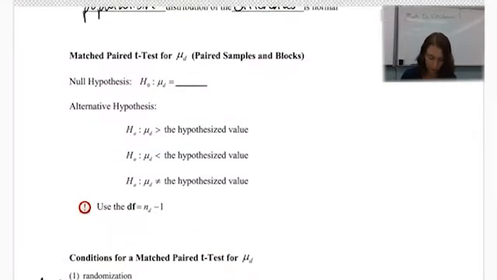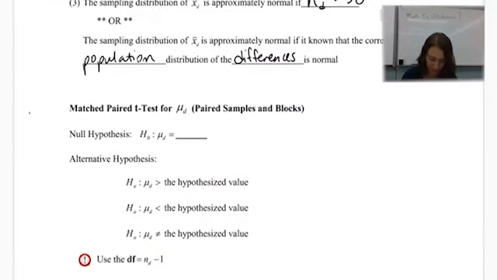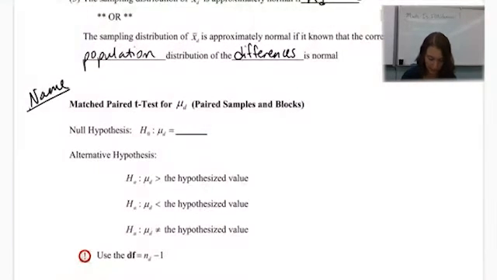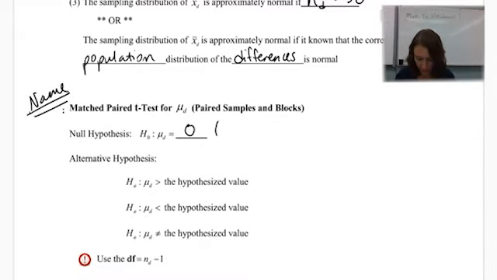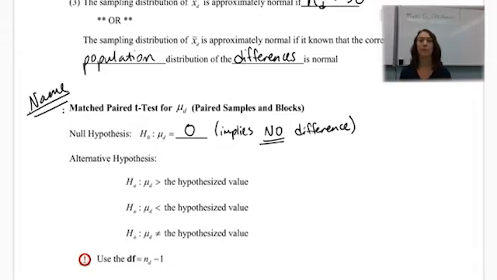All right, so a matched paired t-test for mu sub D. Remember, when we do a test, we have to name that test each time. So this is our name for this type of test: matched paired t-test for mu sub D, paired samples. Our null hypothesis is that mu sub D equals 0. This is always our null hypothesis, unless the problem asked us to test against the difference being a specific value. Here, this implies no difference. If the mean of the differences is 0, then there would be no difference.